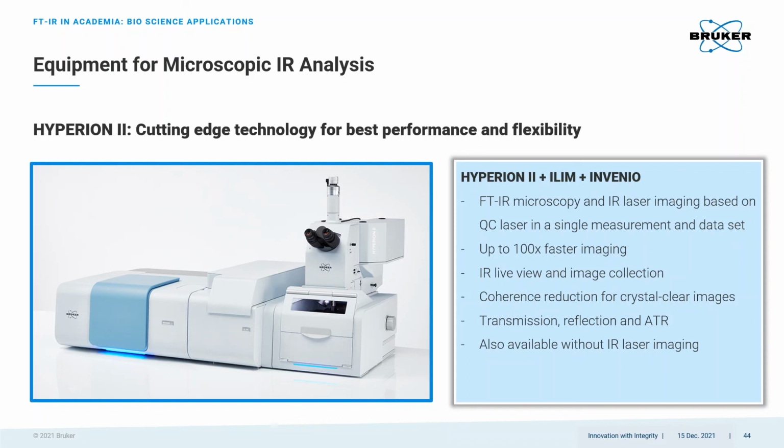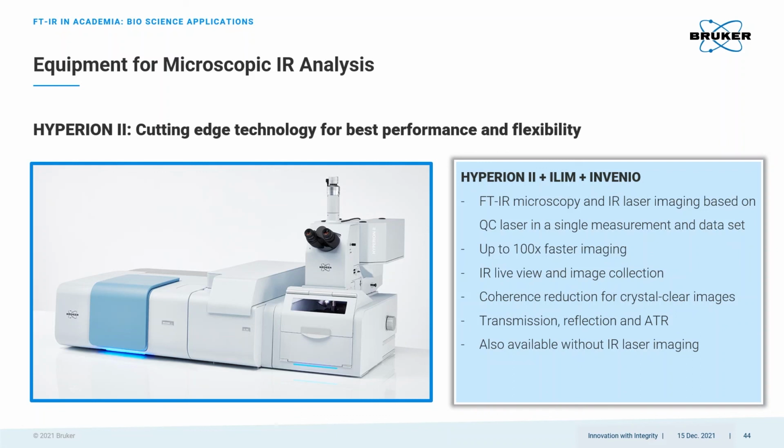By doing a single measurement, you will get a dataset including information from both FT-IR microscopy and infrared laser imaging if needed. IR laser imaging makes your chemical analysis about 100 times faster compared to conventional IR microscopy. You can use that speed for ultra-fast image generation or even for infrared live view. The resolution of the images you get is only limited by diffraction, and coherence effects coming from the laser illumination are suppressed. Just like Lumos II, the measurement methods ATR, transmission and reflection are available.